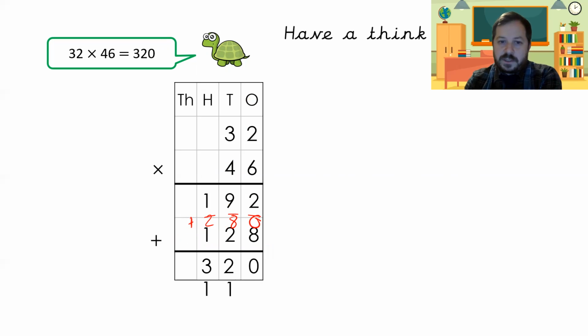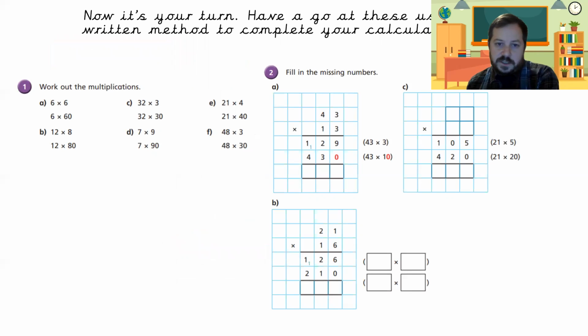Time for you to have a go yourself. Here are some questions. The first set of questions are working out multiplications. It's just seeing the pattern between timesing by units and timesing by tens and knowing that we can have our times tables that help us solve those.